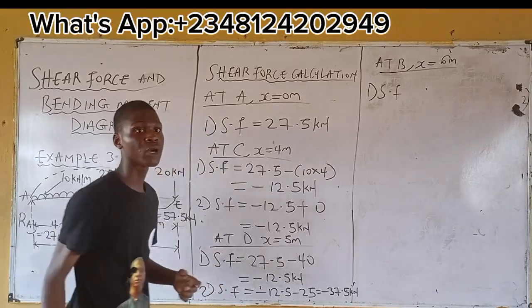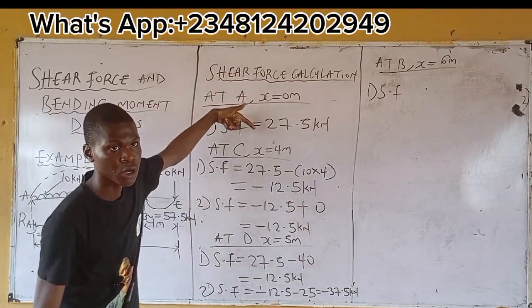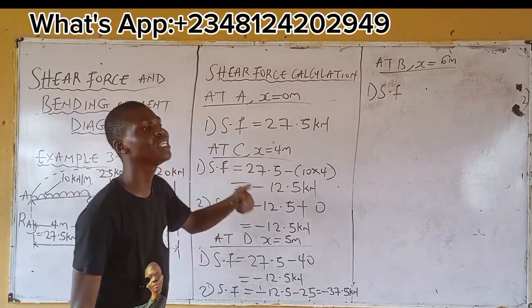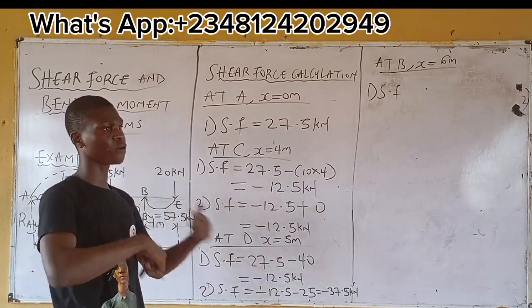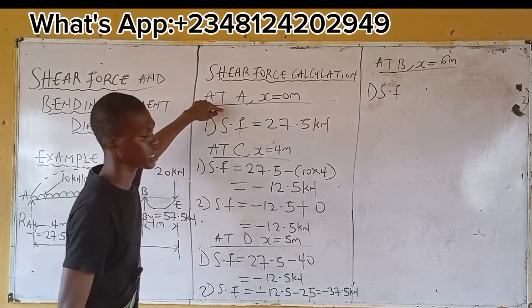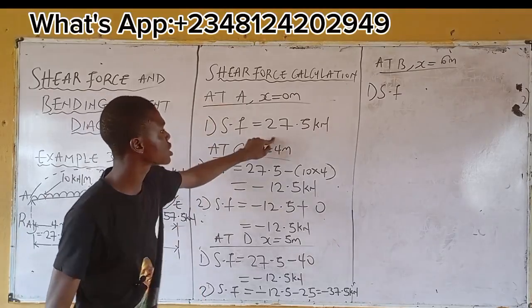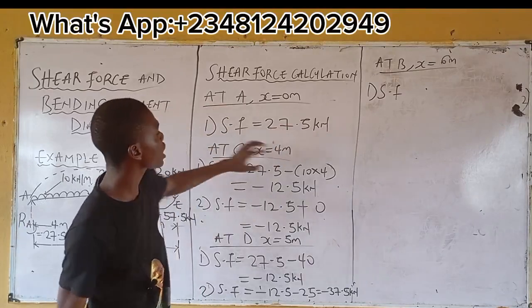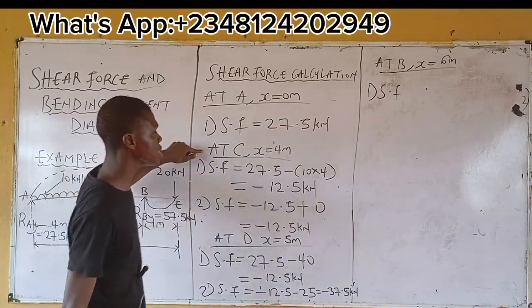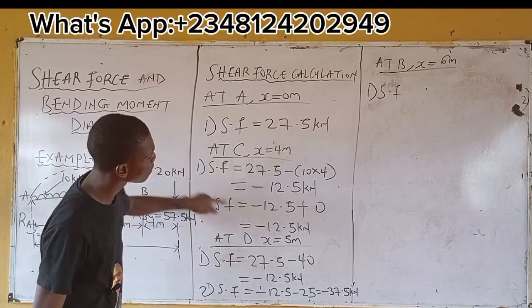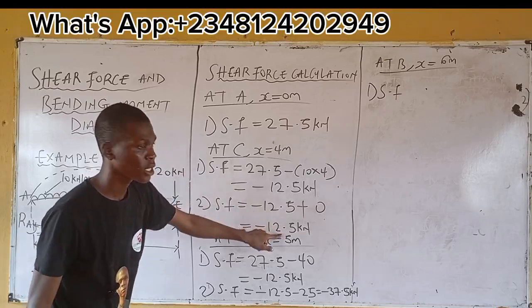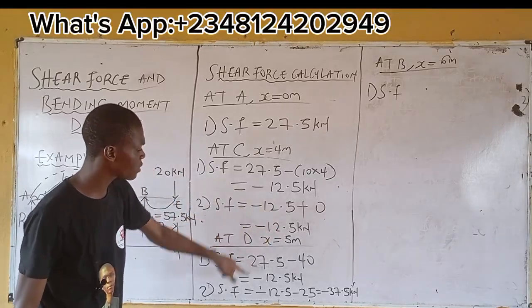You know, I said it before. The last value of a point will be the first value of the next point. Say this is A. The last value is what? 27.5. Okay, let's start from C. Say this is C. The last value is what? Minus 12.5. The next point, which is D, the first value will be what?